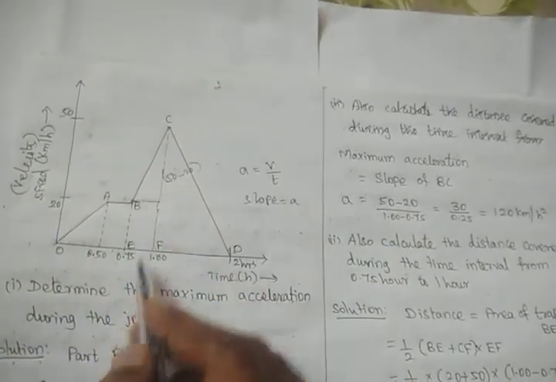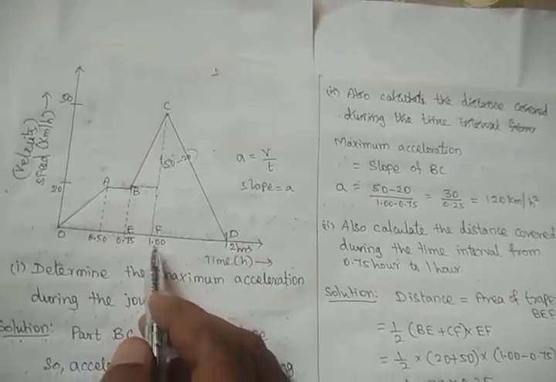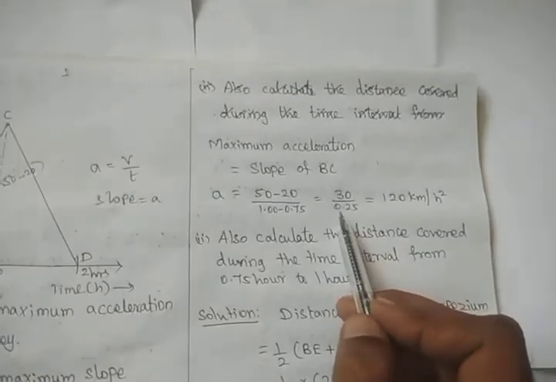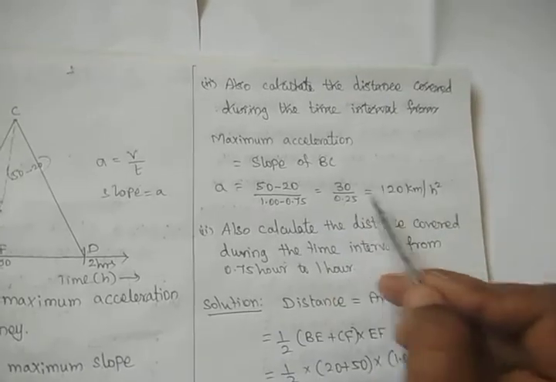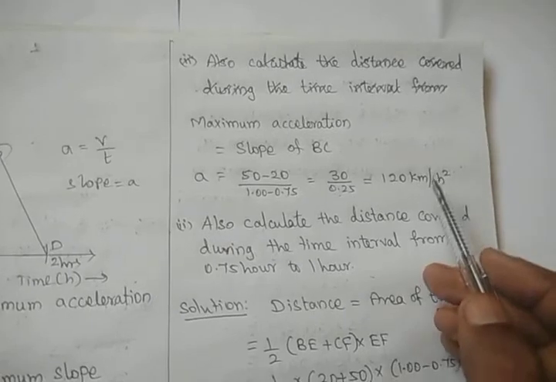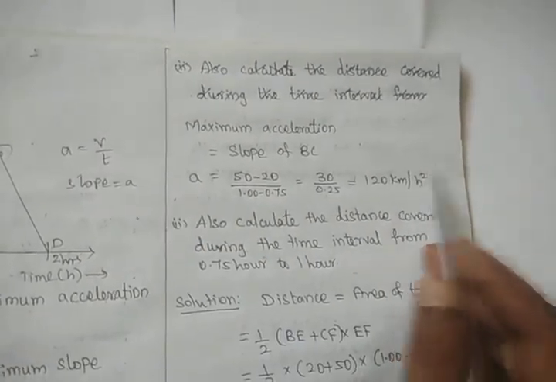Then what is this time interval? 0.5 and 1.0. Don't subtract 0.5 minus 1, because the time never becomes negative. So 1 minus 0.5 we get 0.25. So by calculating we get the answer 120 kilometer per hour squared. Hour squared means it is an acceleration, so we have to substitute time squared.